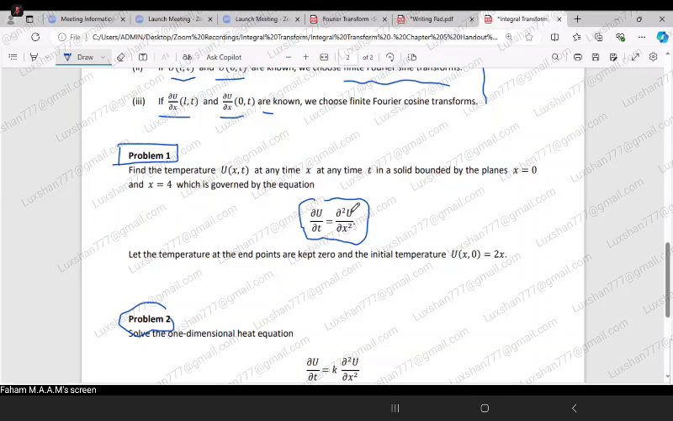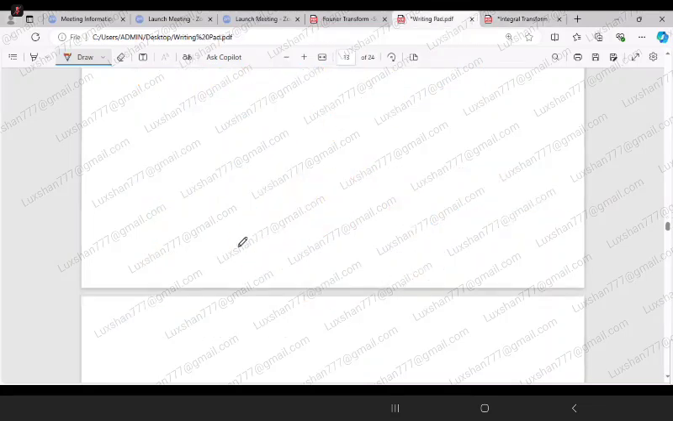The equation is ∂u/∂t = ∂²u/∂x². The question is that we have to find the unknown function u(x,t). So let's work out this one.